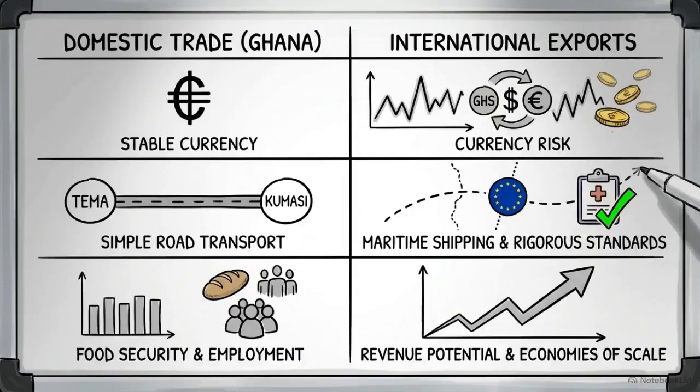International trade forces sellers to deal with fluctuating exchange rates between the cedi, the US dollar, or the euro, introducing distinct currency risk. Moving the product also requires scaling up from simple road transport to complex maritime shipping, while simultaneously meeting rigorous foreign health and safety standards like the European Union's sanitary measures. Domestic trade provides vital food security and local employment with minimal friction. However, reaching the revenue potential of international markets forces those same businesses to innovate and upgrade to global standards.